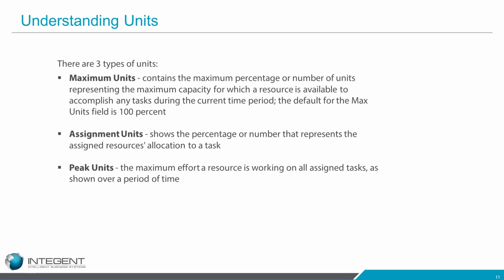Assignment units is different. This shows the percentage or number that represents the resource's allocation to a task. So when you assign a resource to a task in your project, you have the ability of saying maybe they're not 100% dedicated, they're 50% dedicated to my task because they're working on other things. So that's what assignment units is showing. And it also will show what you originally assigned that person to in your project plan. So if you originally assigned them at 50% to a task, you'll see it stays at 50%, whereas your peak units is showing you how the resource is currently assigned to a task.